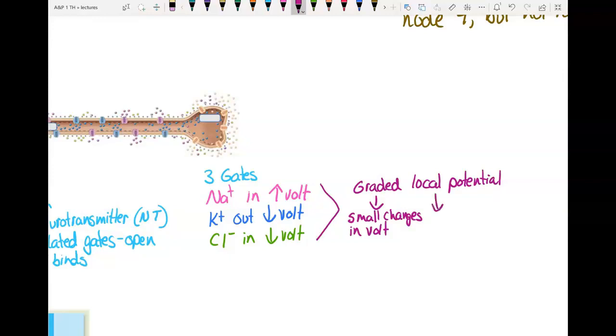And local means that the change stays there in the receptive segment. It's not spreading down the whole length of the neuron. So an action potential is not local, it spreads. Graded potentials that are local do not spread. It's those voltage regulated gates of the axon that allow spreading. Here, because you have to have the neurotransmitter to open the gates, even if the voltage changes, that does not stimulate the neighbors to open. So the potentials stay local.